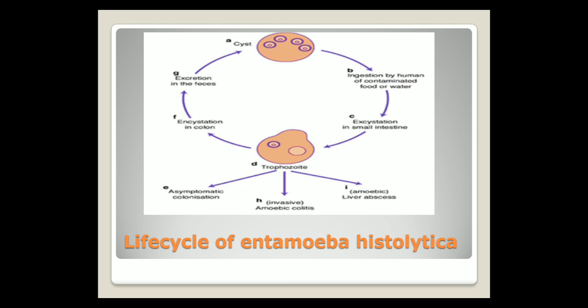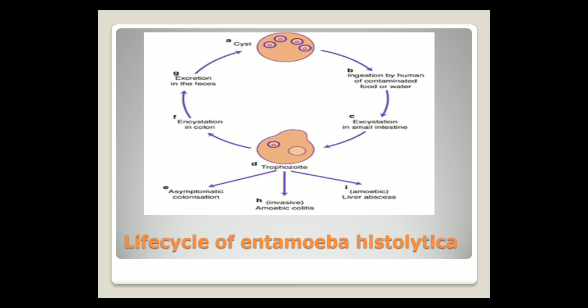The life cycle of Entamoeba histolytica. First of all, the cyst, which is the amoebic form, gets ingested by humans through contaminated food or water. After ingestion, excystation takes place in the small intestine. After excystation, the trophozoites get released into the small intestine.